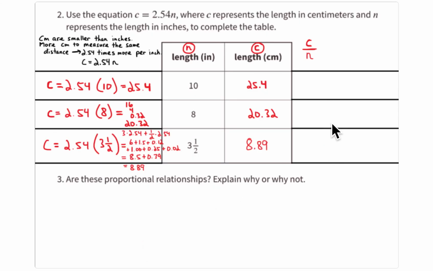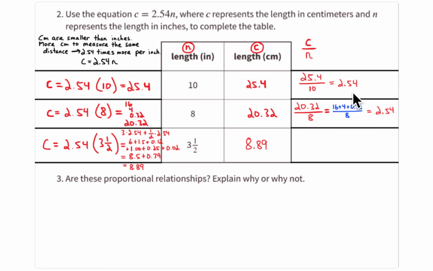So what's the number of centimeters per 1 inch? How many centimeters do you get for 1 inch? And that answer is 2 5400 centimeters. So you get 2 5400 centimeters, 10 inches, 25 4/10 centimeters.